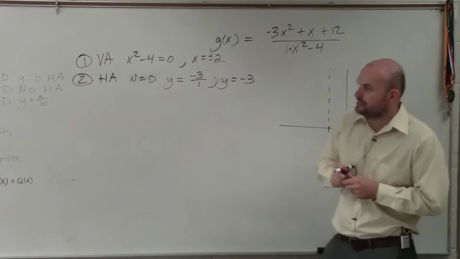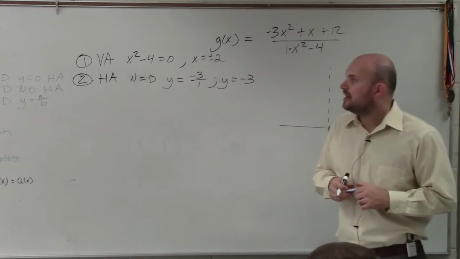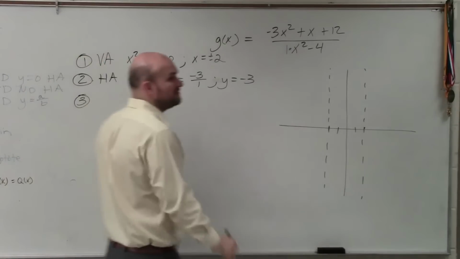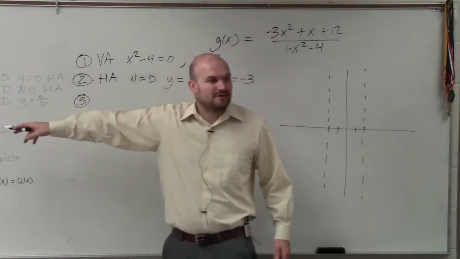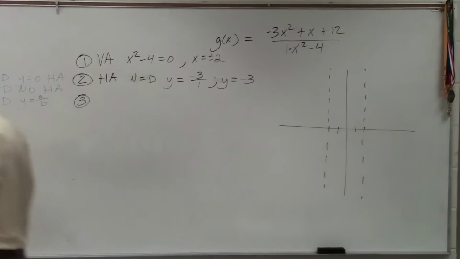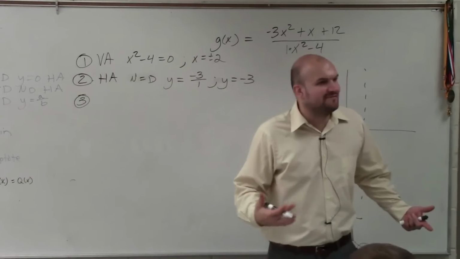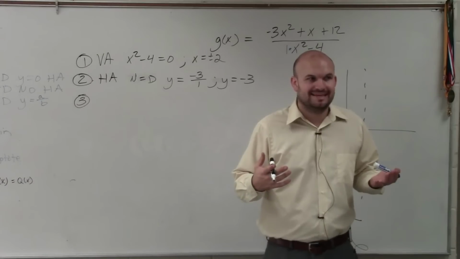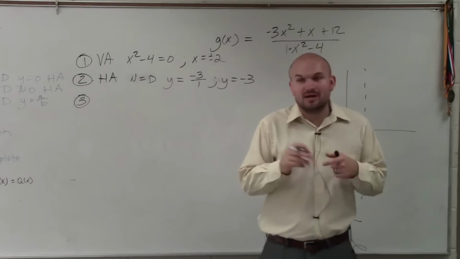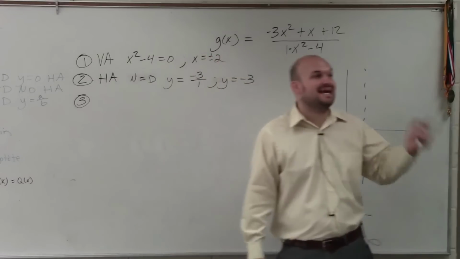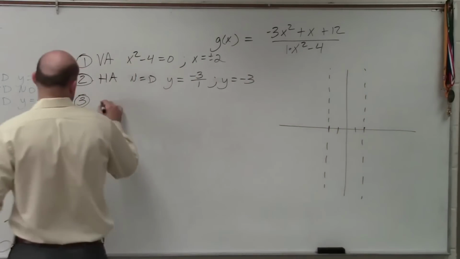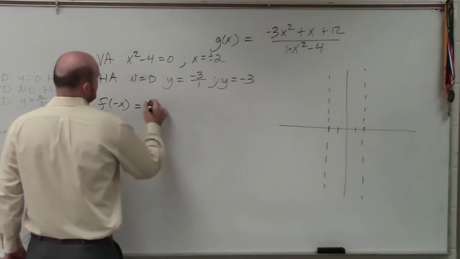Then the next thing is I don't need to do 2a because that's for slant asymptotes. For number 3, I need to check for symmetry. If you guys remember, when you plug in f of -x and you get back f of x, that tells you that you have an even function. If you plug in f of -x and you get back negative f of x, that tells you that you have odd. So what I'm going to do is plug in f of -x.